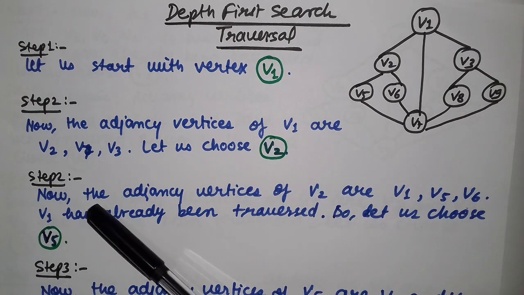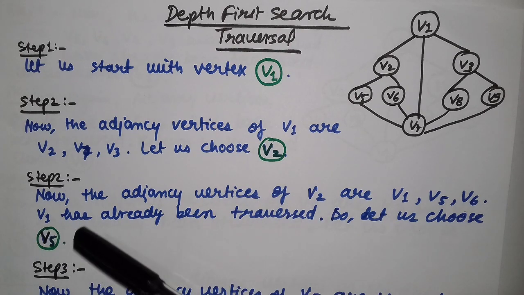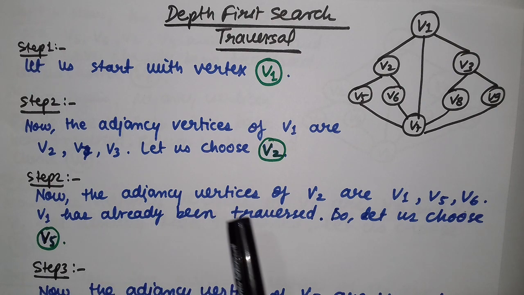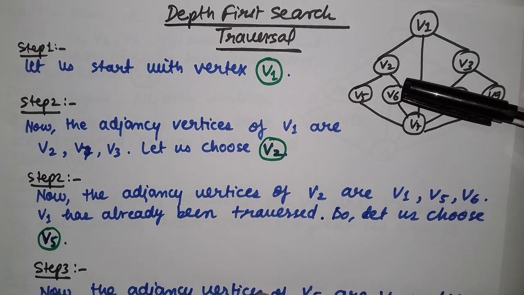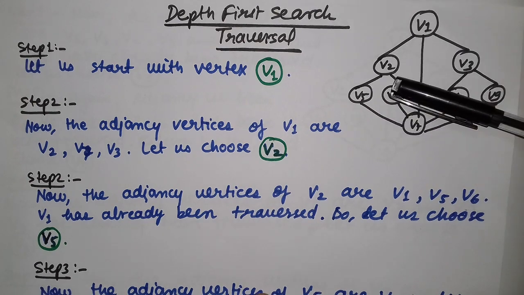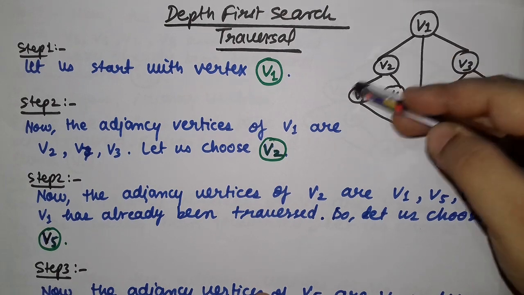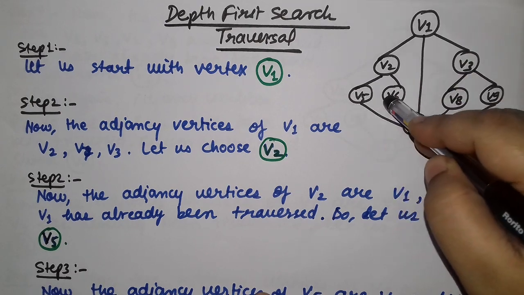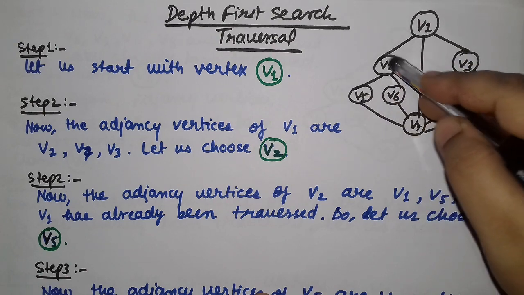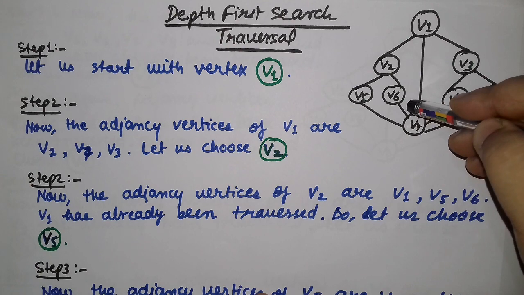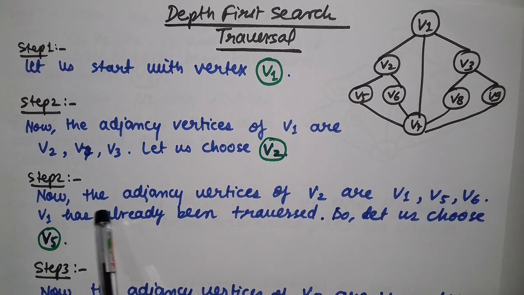The third step: now the adjacency vertices of V2, as we have selected V2 in the previous step, we will show the adjacency vertices of V2. The adjacency vertices of V2 are V1, V5 and V6. We can clearly see that V2 is connected directly to V1, V5 and V6. The directly connected vertices or nodes are known as the adjacency vertices.